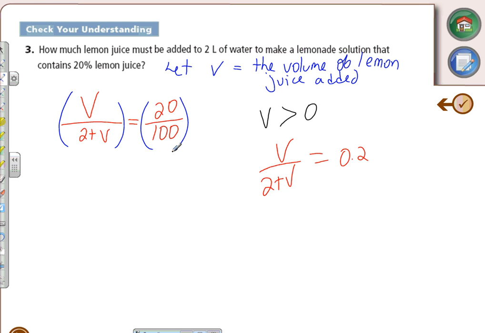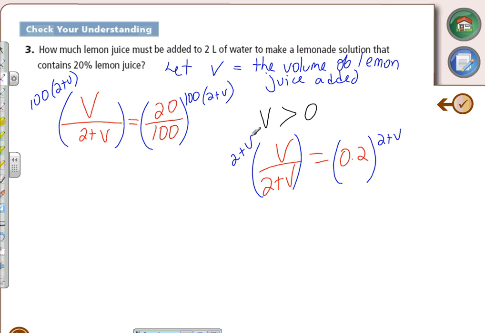Our LCD over here is going to be 2 plus V and 100. For those of you who don't like decimals, using this method works. And if you don't mind decimals, using smaller numbers, this method would work. And then this one, you'd be multiplying by 2 plus V. So whichever method works for you, use one of them. I'm just going to keep going with this method without decimals. Most people prefer not to use decimals.